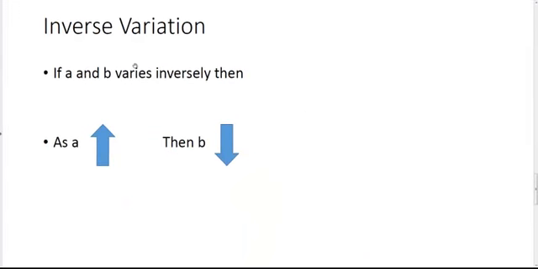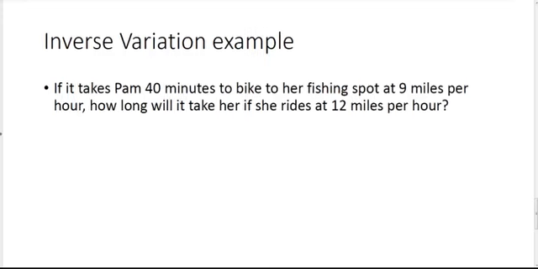And then we have inverse variation. If a and b vary inversely, then as a goes up, b goes down. And we'll look at an example with this. For this example, we'll look at Pam. If it takes Pam 40 minutes to ride to her fishing spot at 9 miles per hour, how long would it take her if she rides 12 miles per hour?